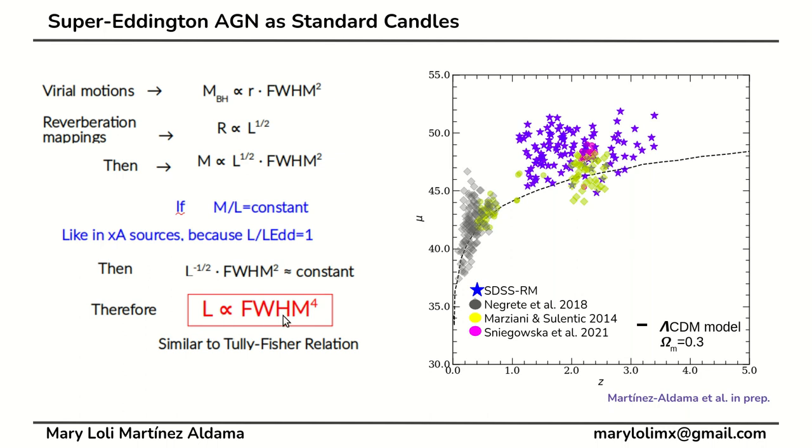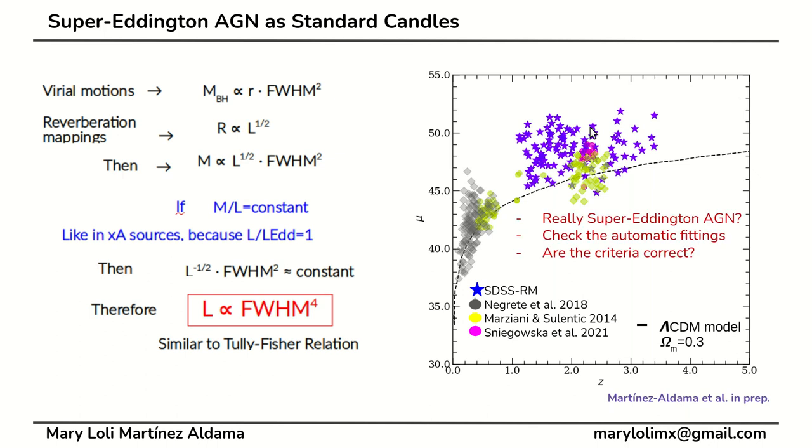Right? So if we plot here our SDSS data, that are the stars, you will see that they are close to the standard Lambda CDM model, that is the black line. And we are comparing with others of our previous Super-Eddington samples. However, you will see that our sample is at the top of this relation, so something has happened.